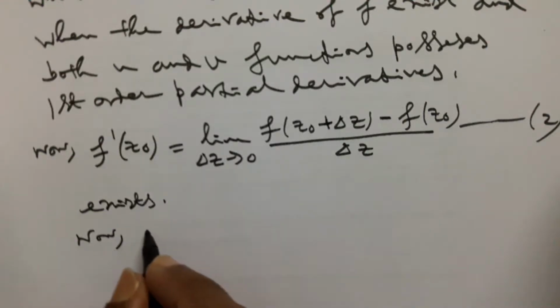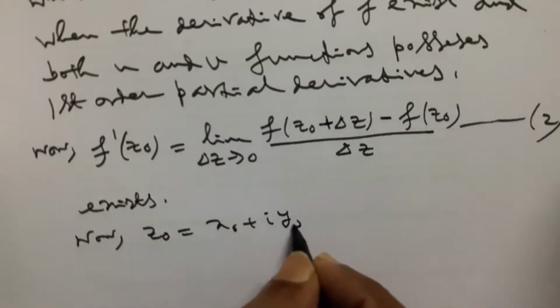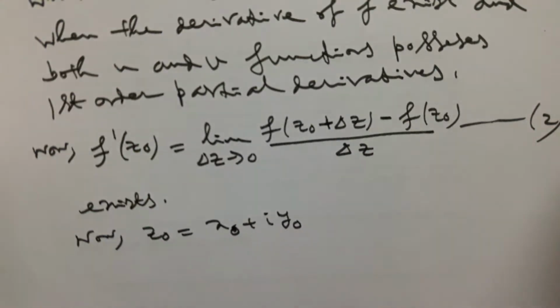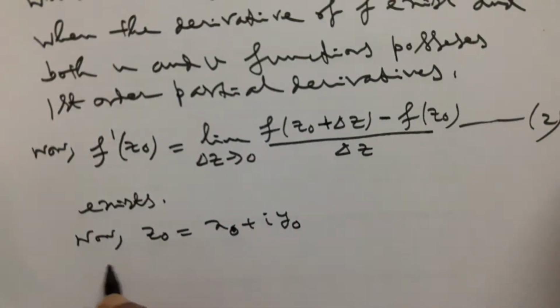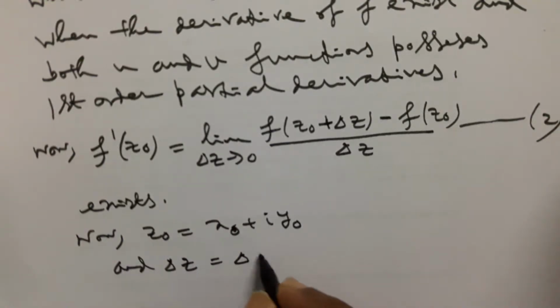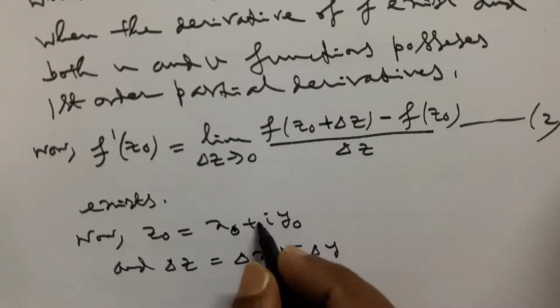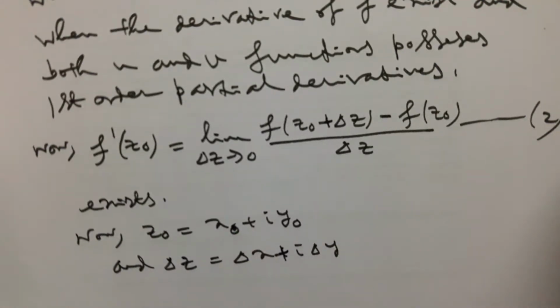Now z0 is equal to x0 plus i y0, we are writing this, and del z equals del x plus i del y. We already know that z is a function of x plus i y.